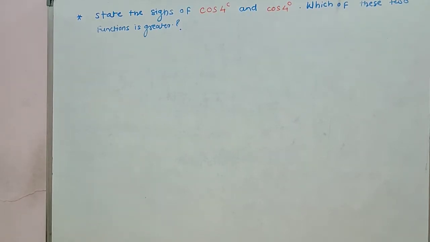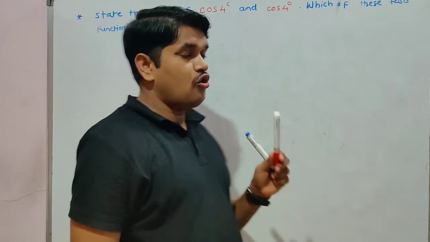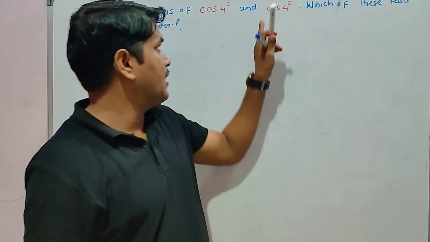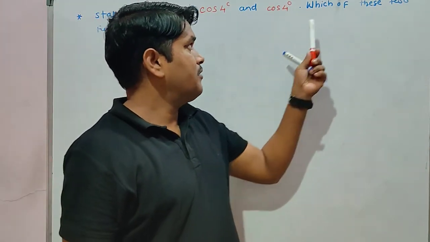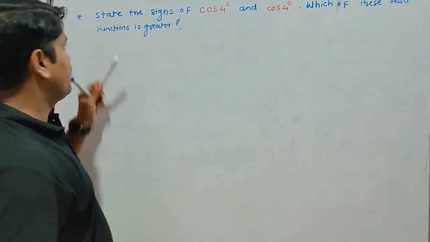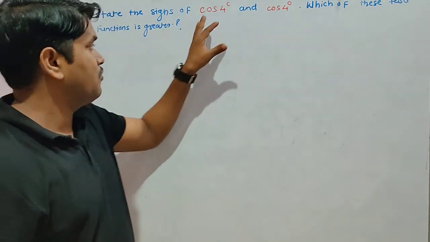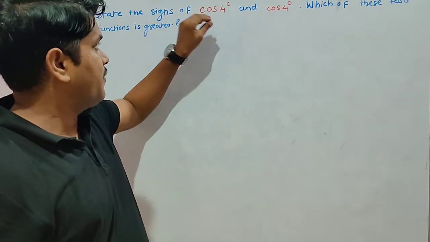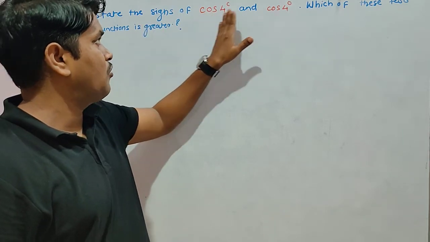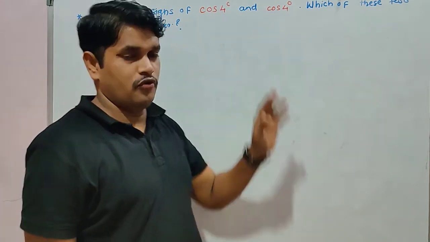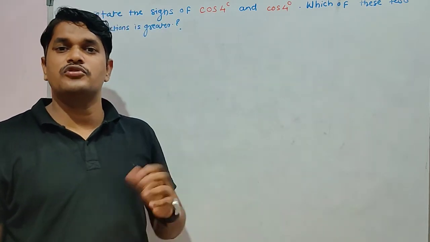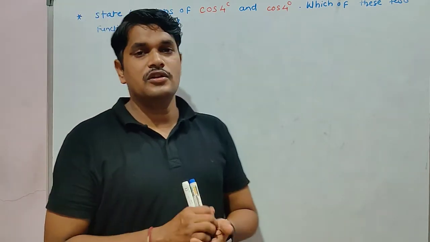Next one. State the signs of cos 4 radian and cos 4 degree. And which of these two functions is greater? First we have to find the sign of cos 4 radian and cos 4 degree, whether it is positive or negative, and then which function is greater.